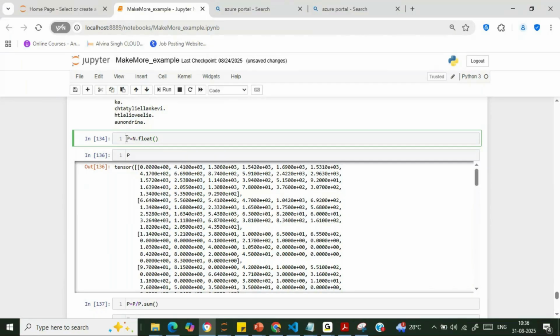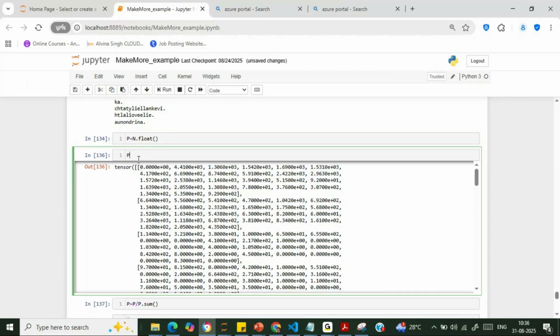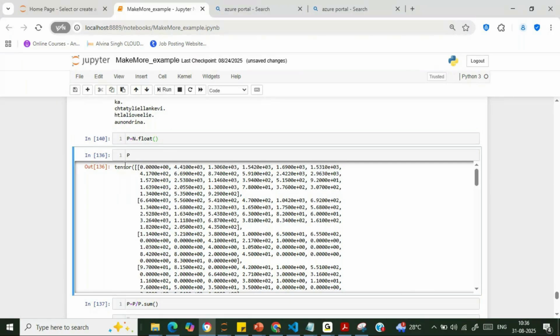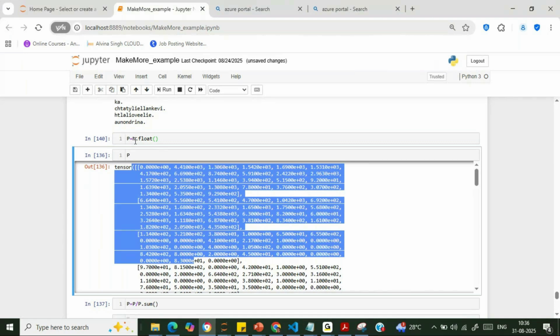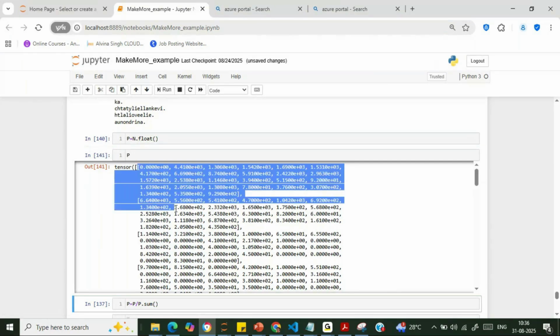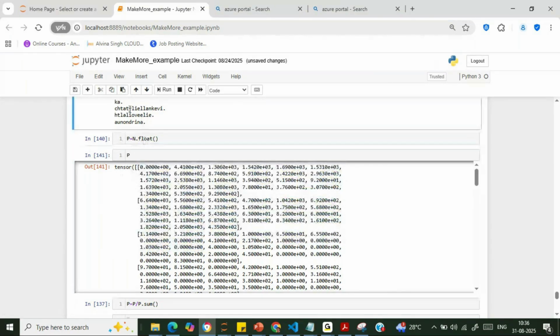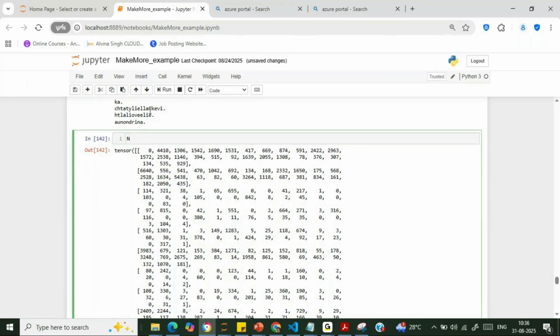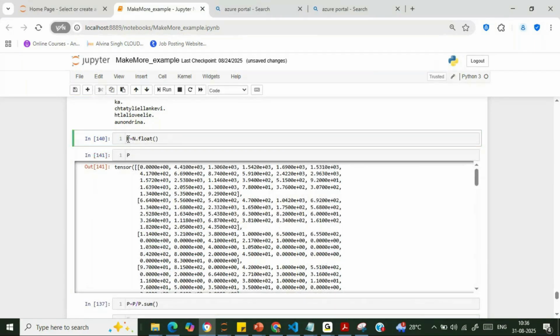So what I have done, I have assigned n to p. Okay, now p is this one. n dot float. So I have assigned n to p, and p has these particular values, n dot float. This is n, and I have assigned n to this particular p, and I have converted it into float. The values are coming in exponentials, no need to worry about that.